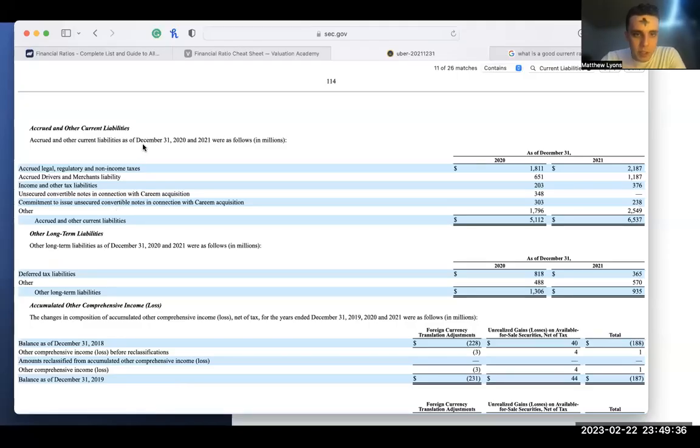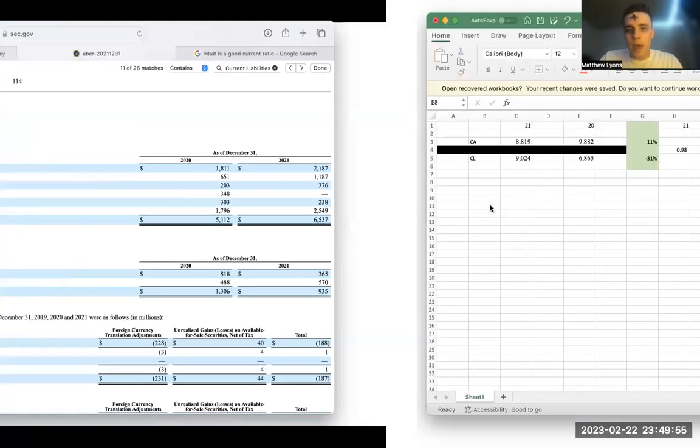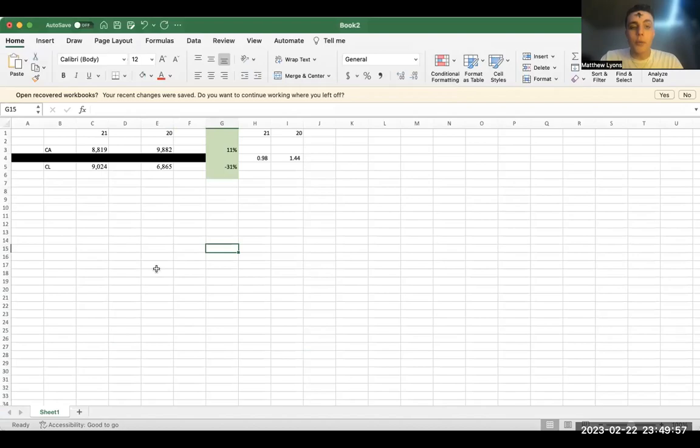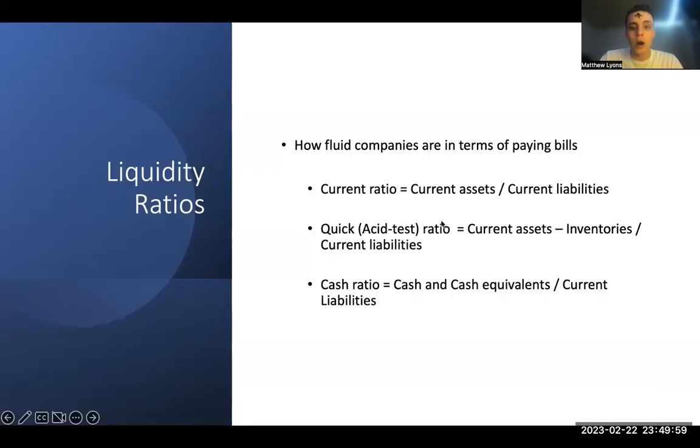So this is going to help explain the uptick in current liabilities. You can see right here, that's that uptick. And it breaks it down. Other went up by quite a bit. And again, like I said earlier, they ended up buying another company. So that's why their current liabilities went up by so much. So that is a long-winded response to our current ratio.